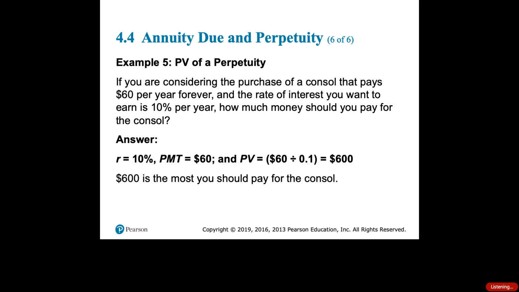Well, if we use our formula, we divide our PMT, 60, by our rate, which is going to give us a total of $600. So in terms of the value of that bond, it's $600. We shouldn't pay more than that.